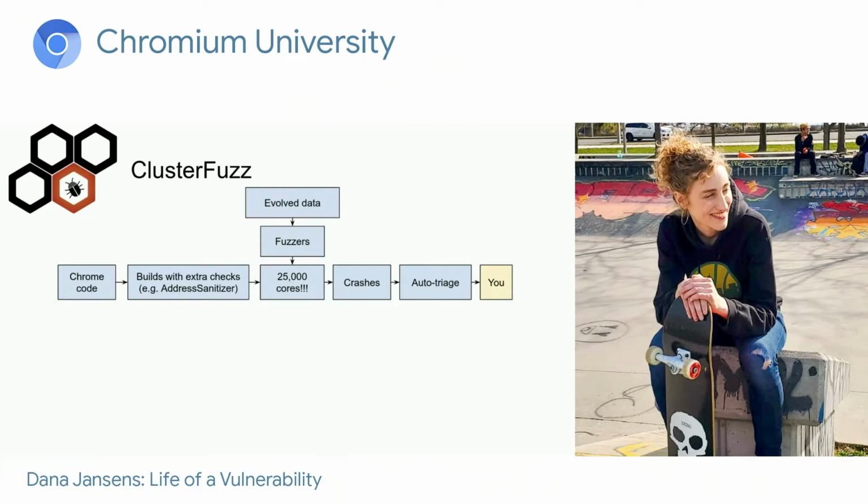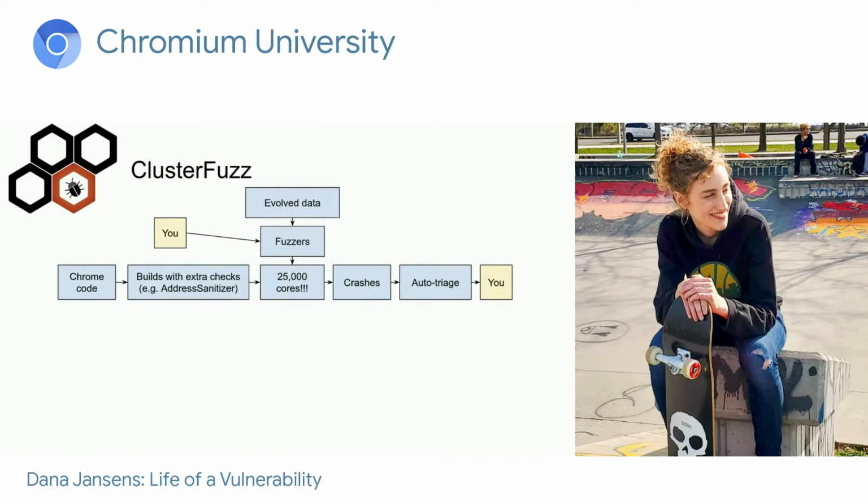In fact, it's not random. That's not quite right. It generates some input and then gradually evolves that input to increase the code coverage and explore more of your code until it crashes.